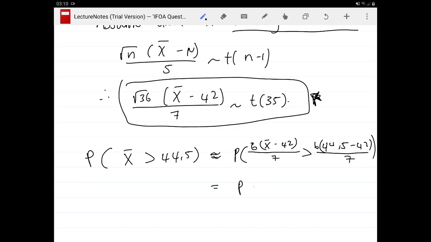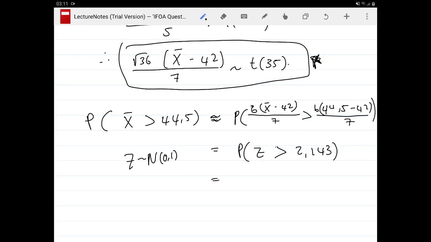Now that's just equal to the probability that some random variable Z, where Z is standard normal, is greater than this value, because this is approximately equal to a standard normal random variable. If we calculate the value of this particular statistic, you'll see that it's equal to 2.143. And if you calculate the probability using however you calculate your normal probabilities, you'll see that this comes out to 0.016. So that's using our central limit theorem approximation.